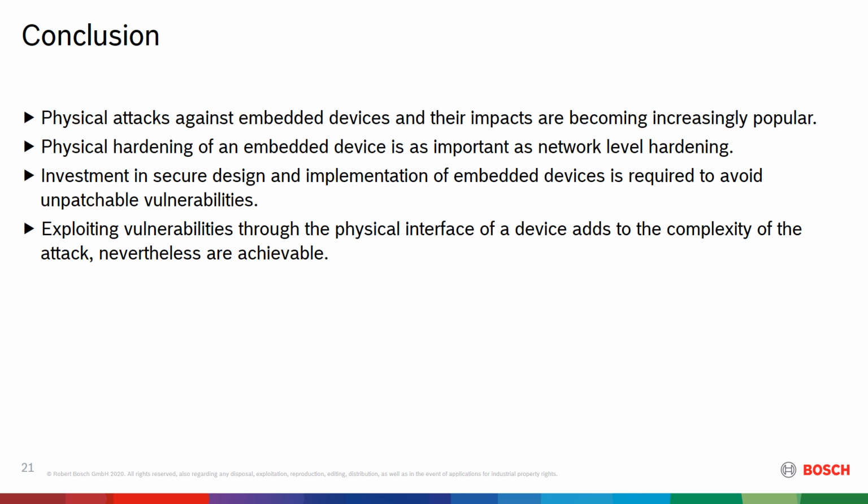So we can finally conclude that the physical attacks against embedded devices and their impacts are becoming increasingly more popular. As a result, the physical hardening is as important as network level hardening. So investing in secure design and implementation is very, very critical to avoid unpatchable vulnerabilities. And exploiting vulnerabilities through physical means, of course, adds to the complexity of the attack. But in today's talk, we just showed that nevertheless they are achievable.